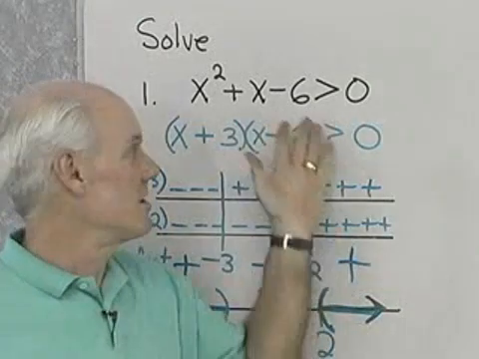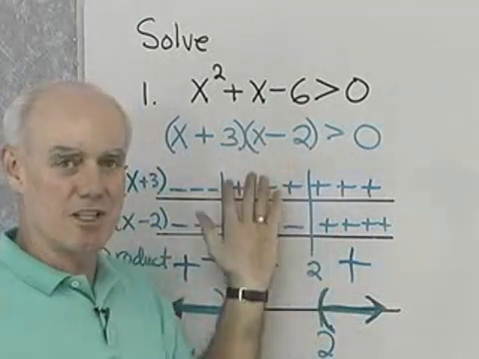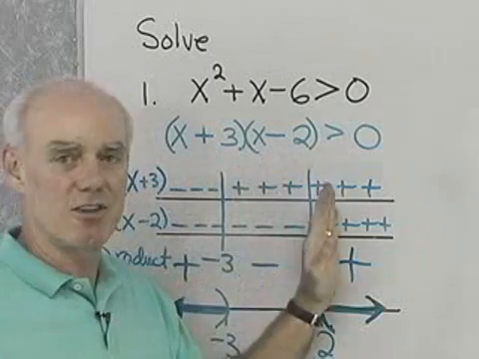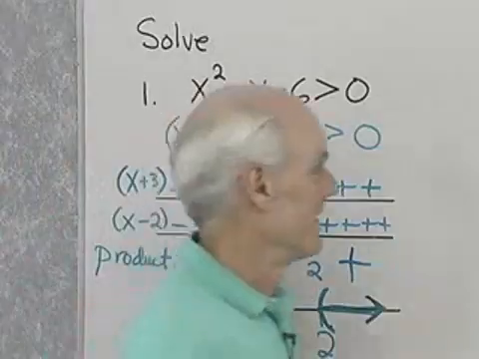So how do I solve these? I write it in standard form. If it's not in standard form, factor it, make a sign chart for the factors, and then reason out, depending on the signs of the factors, where my product is positive or negative. Let's look at another example.